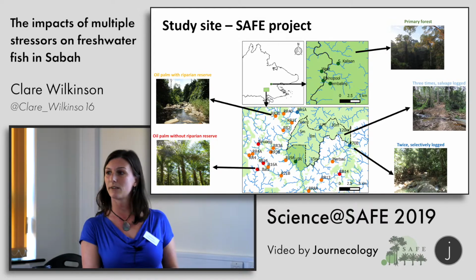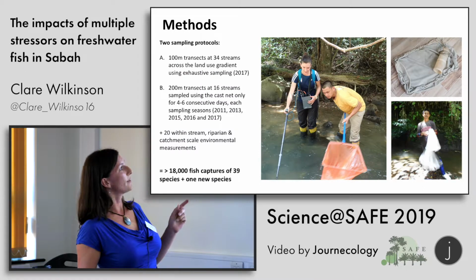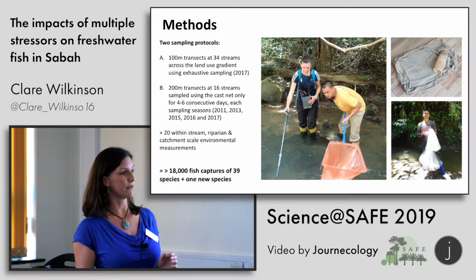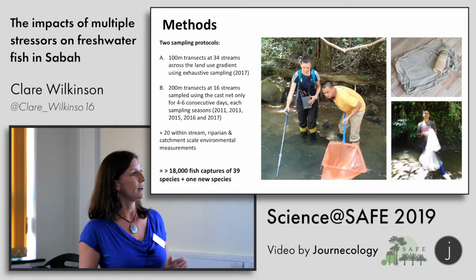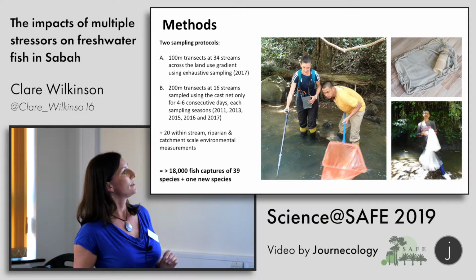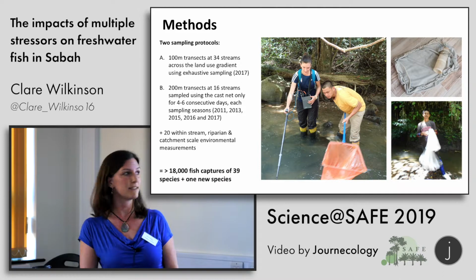To answer different questions, we used 2 different sampling protocols. The first one was exhaustive sampling of 100-meter transects to be able to look at differences in communities across a land use gradient or with riparian reserves. This involved using multipass electrofishing, cast netting, and tray netting.